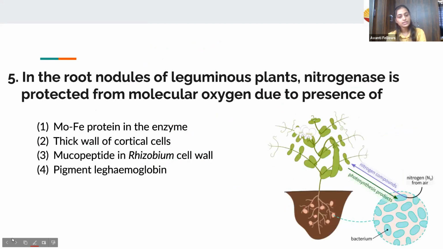So the next question says that in the root nodules of a leguminous plant, nitrogenase is protected from the molecular oxygen due to the presence of. Is it because of the molybdenum iron protein in the enzyme, or the thick wall of the cortical cells, or the mucopeptide in the rhizobium cell wall, or because of the pigment like hemoglobin?